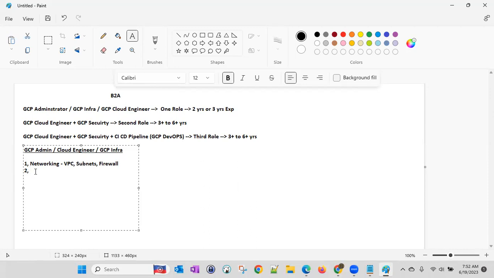In advanced networking, there is load balancing. In load balancing, we have HTTP, HTTPS, TCP, all those things. I'm just giving an overview. You can go through the content I've posted in the chat box. Then compute engine. Compute engine means nothing but instances, VMs, virtual instances, virtual computers.